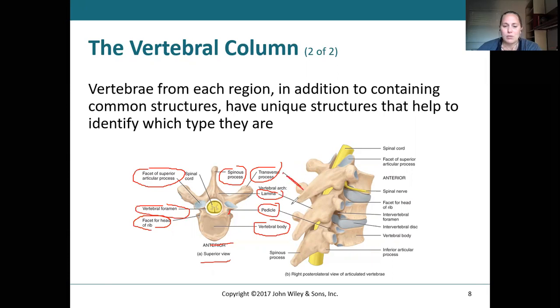Here is the right posterior view of the articulated vertebrae. You can see here the lamina. Here is your pedicle. Switching from your superior view to the right posterolateral view of the articulated vertebrae, you can see how the structures sit together. What's also interesting to notice here, you have your intervertebral disc, your vertebral body, and then your inferior articular process. This gives you the different vantage points of each one of these on the column.